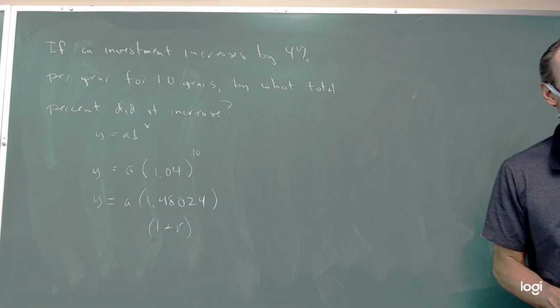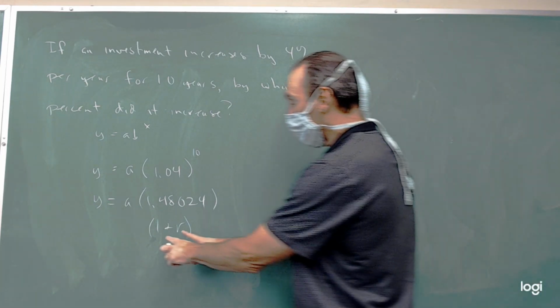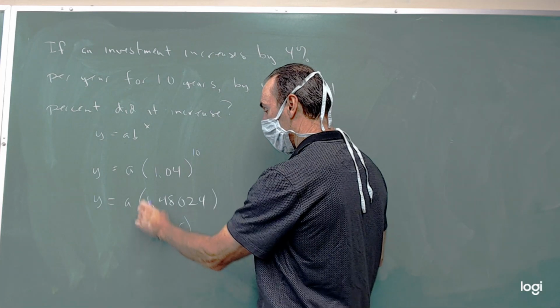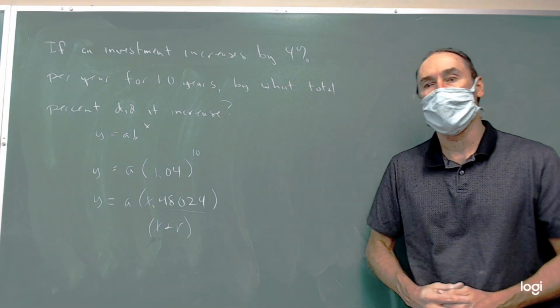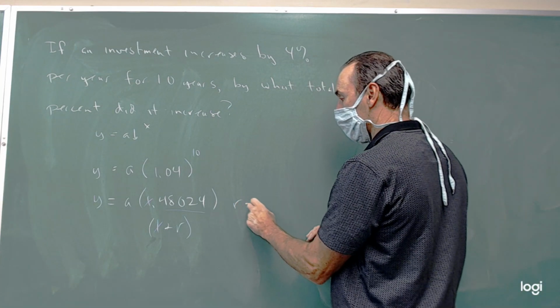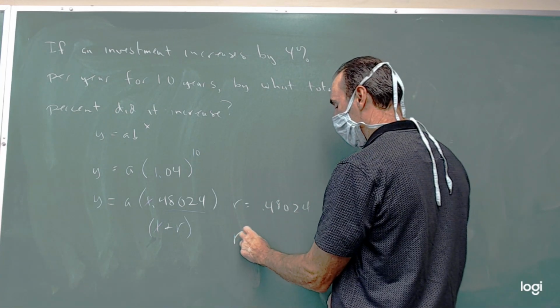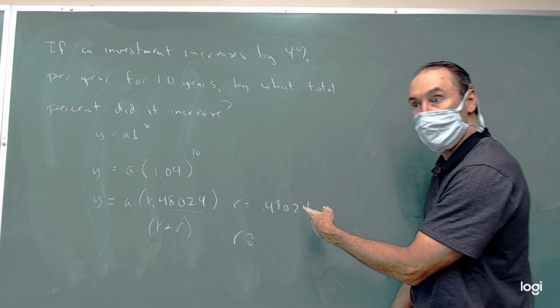It increased by 148. Not 148, because remember this is 1 plus r. So if we subtract off that 1, what we really want is how much bigger than 1 it is. That's the r part right there. So the r is going to be 0.48024, or once we change that decimal to a percent, it's going to be 48%.